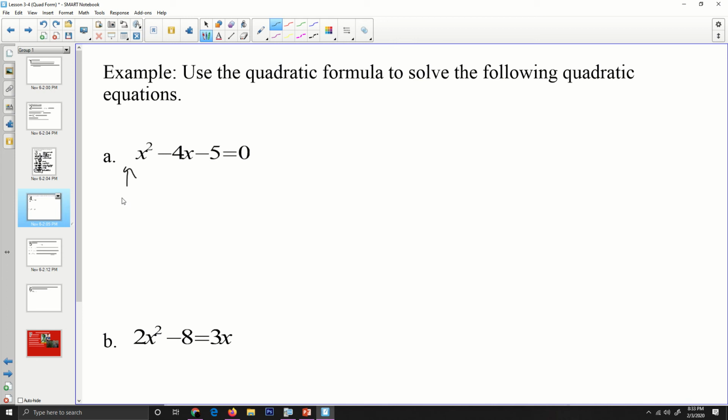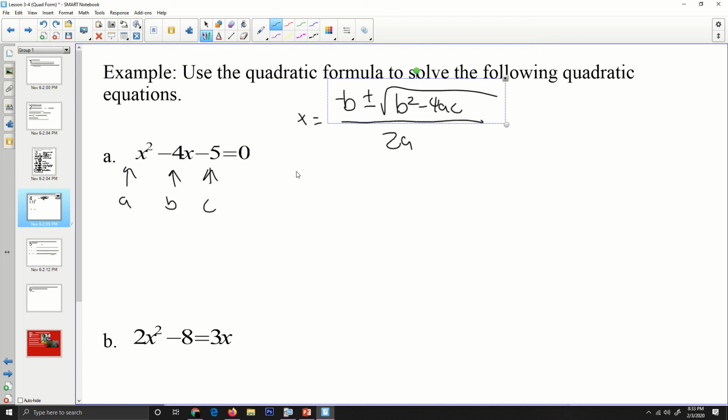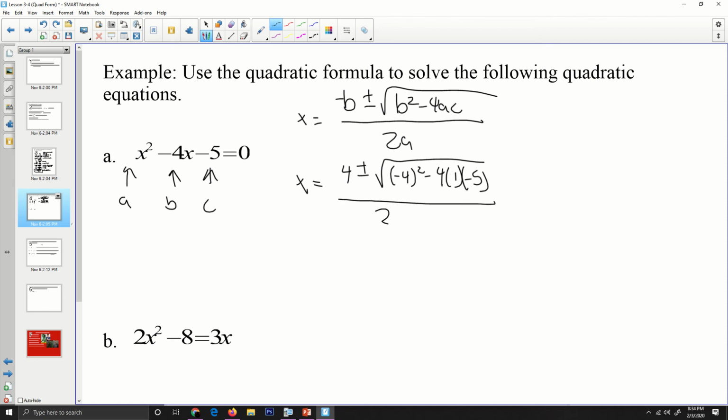So my value for a is going to be 1, my value for b is going to be negative 4, and my value for c is going to be negative 5. So x equals negative b plus or minus the square root of b squared minus 4ac all over 2a. In this case I'll have negative negative 4, which is 4, plus or minus the square root of negative 4 squared minus 4 times 1, because a is 1, times negative 5, all over 2 times 1.